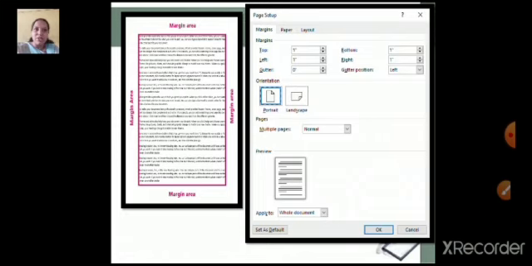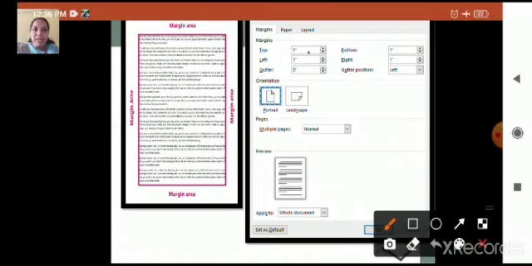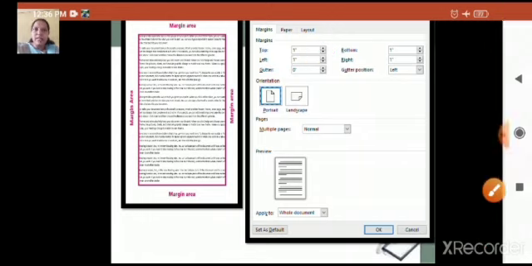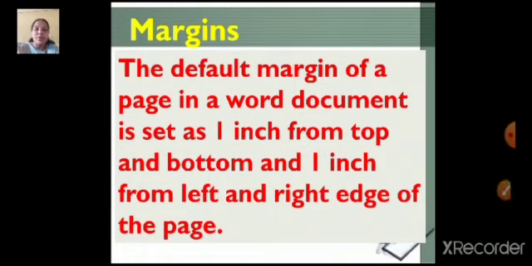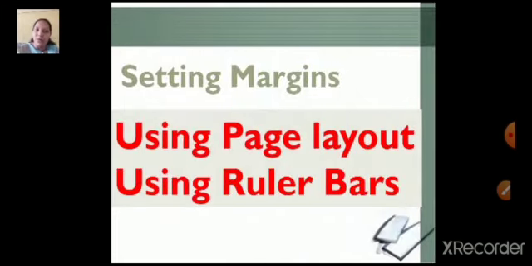So in the second picture you can see where they set the margin size is 1 inch default in top and bottom, left and right margin. Automatically this setting will be applied, but we can change the settings. The default margin of a page in a document is set as 1 inch from top and bottom, 1 inch from left and right edge of a paper. 1 inch is the default setting of margin in Microsoft Word.